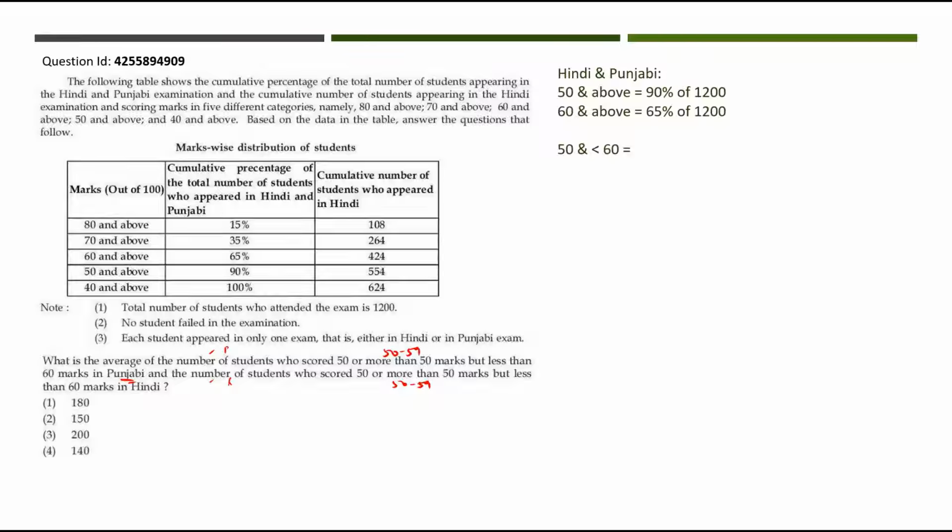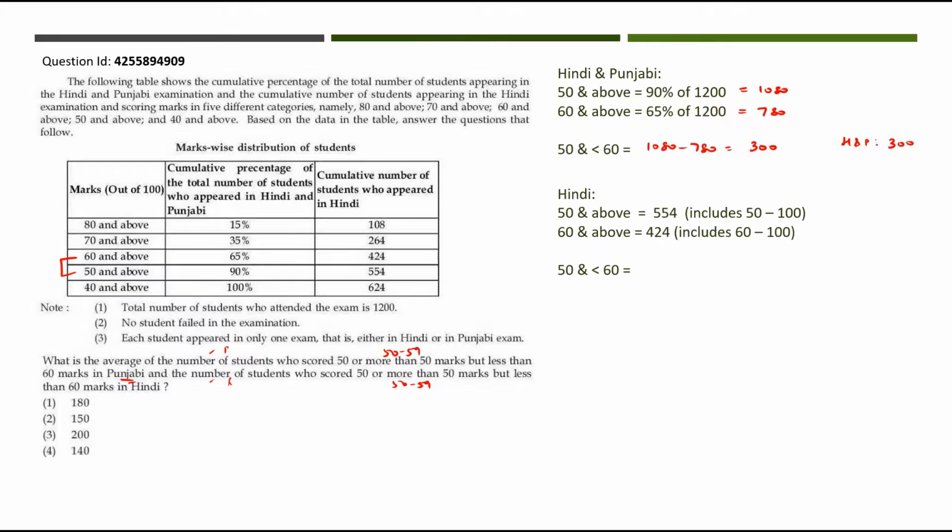So the range is 50 to 59. So we are considering these two rows. 50 and above will be 90% of 1200, which will give a value of 1080. We have already found it out. And 65% of 1200 we have already found out to be 780. So now the difference is 1080 minus 780, which will give a value of 300. So Hindi and Punjabi together will be 300 for 50 to 59.